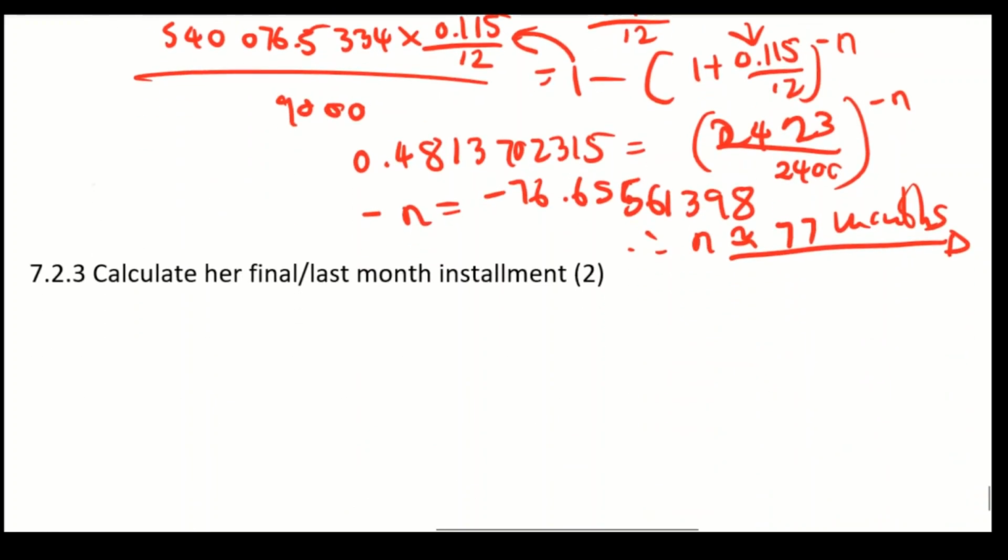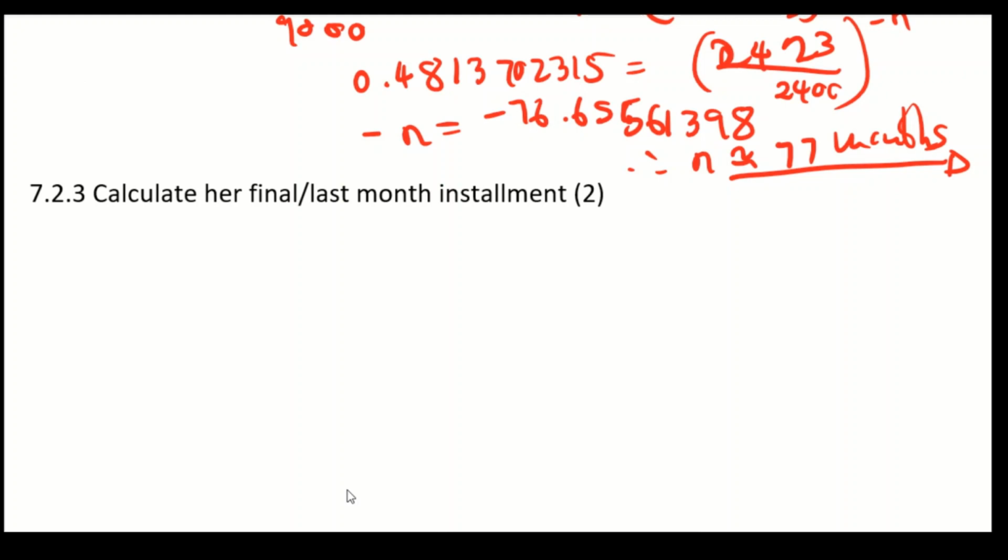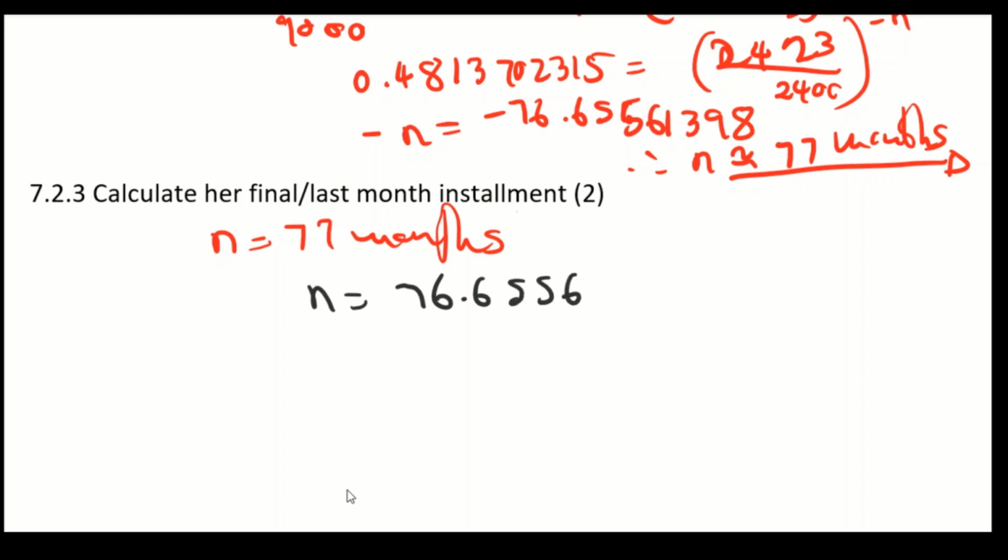Now we're going to go to this final question, which says calculate the final or last month installment. So this person is going to spend 77 months to repay this loan, right? But the last payment, remember when we were calculating n, we found that n is actually 76.6556, right? It's not the approximation that we found to be 77.